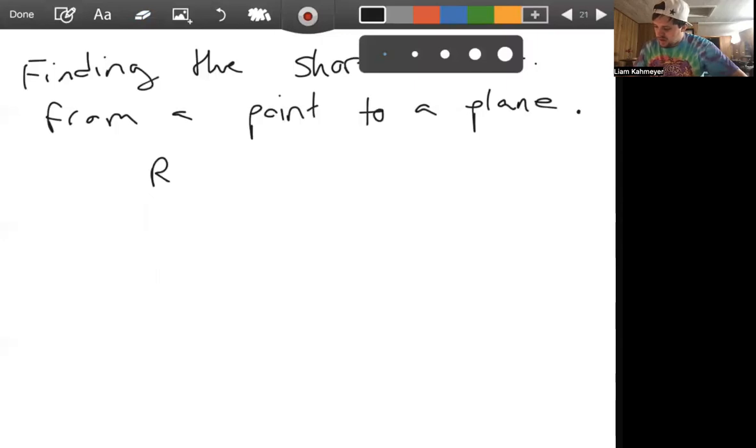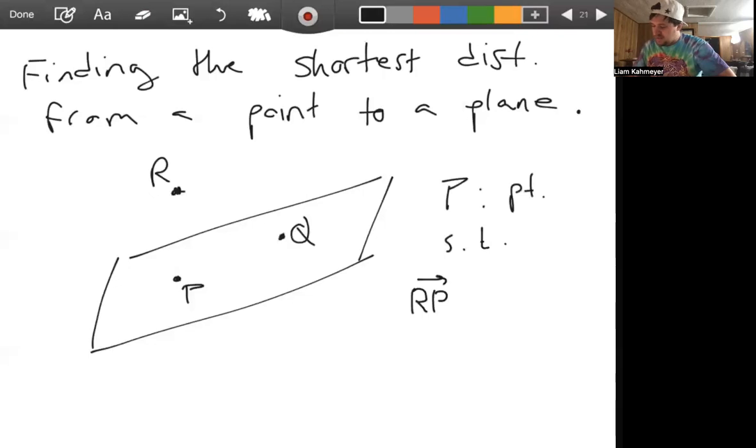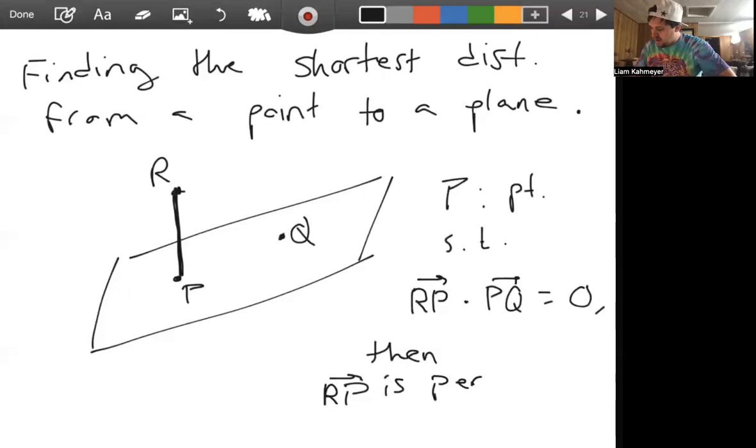Okay, so let's say we have this point R, and then we have the plane here with points P and Q. If P is a point such that the vector RP dot PQ is 0, then RP is perpendicular to the plane, right? This is just based on our dot product principle here, right?